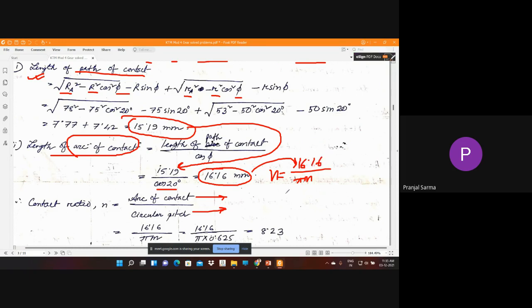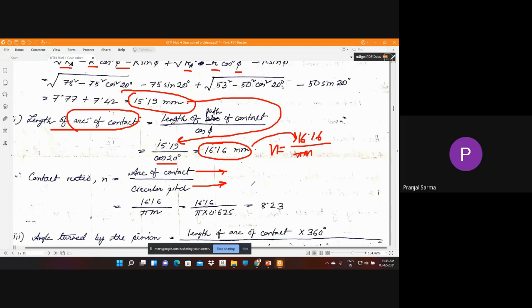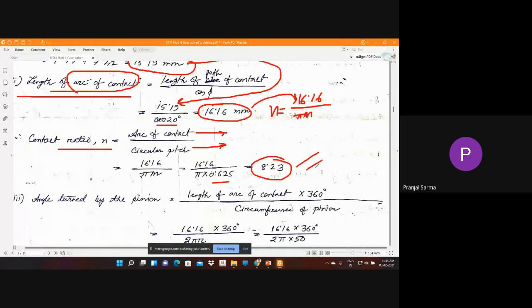Because we already know these values directly, we can use contact ratio equal to arc of contact by circular pitch. Arc of contact 16.16 divided by pi into m. Pi into this m we have obtained as 0.625. So the contact ratio we have obtained is 8.23. This is the value of the contact ratio. After this much, any confusion? Any confusion up to this much?